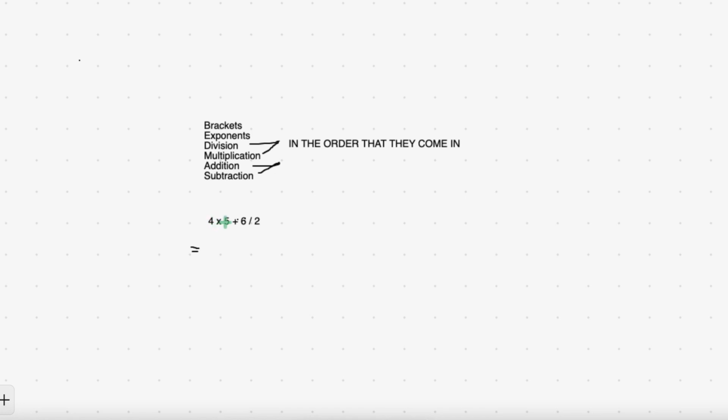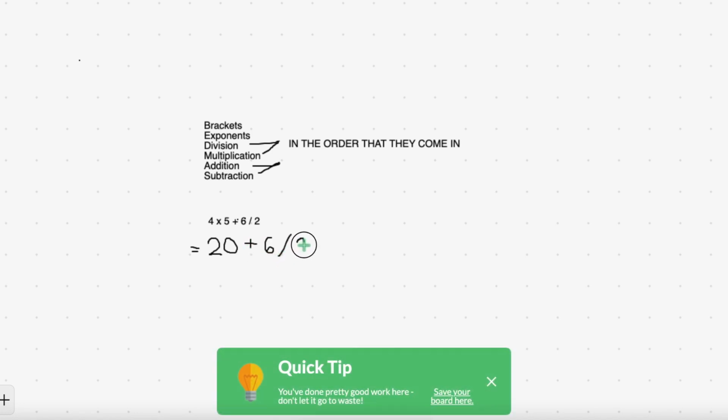4 times 5, which we all know, is 20. So we're going to take the 20, put it right here, and then carry down everything else that we have not done yet: plus 6 divided by 2.